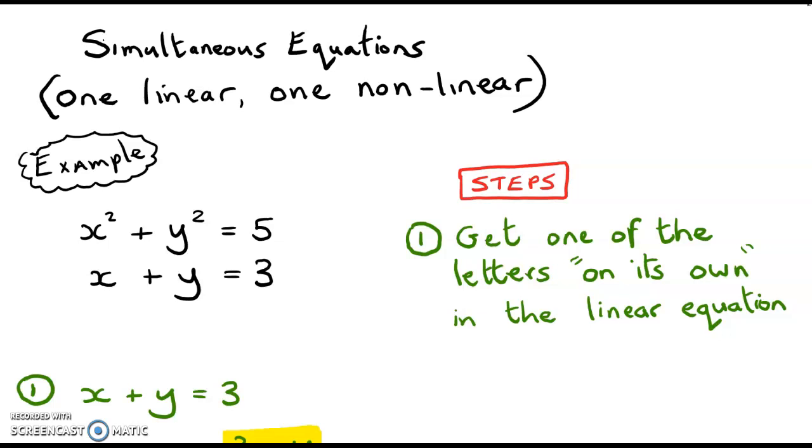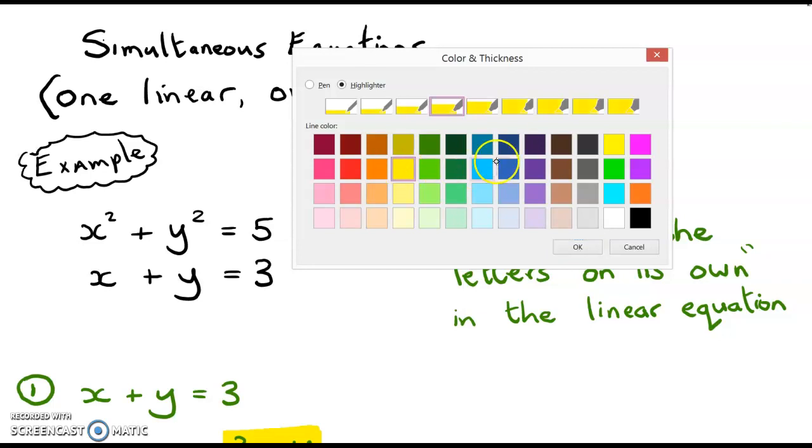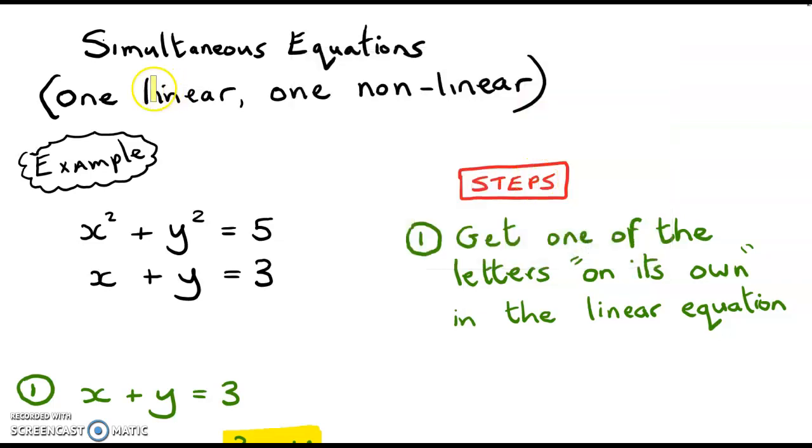Okay, in this video we're going to take a look at simultaneous equations where one is linear and the other is non-linear. Now I suppose it's important to start off by saying what is the difference between a linear and a non-linear equation. Well, the linear equation is what you could call the normal looking equation. It just has the letter x and the letter y in it.